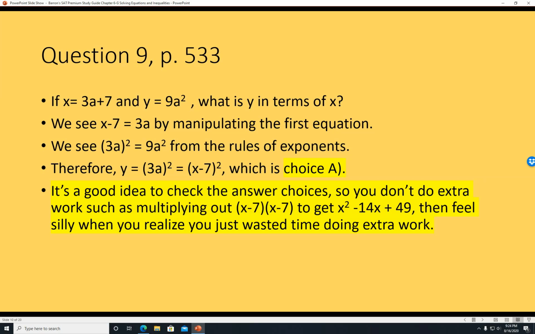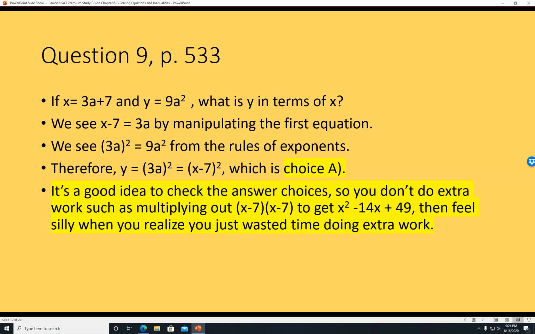Question 9, page 533. If x is equal to 3a plus 7 and y is equal to 9a squared, what is y in terms of x? Well, we see that x minus 7 equals 3a by manipulating the first equation. We also see that (3a) squared is equal to 9a squared from the rules of exponents. Therefore, y is equal to (3a) squared, which is (x minus 7) squared, which is choice A.